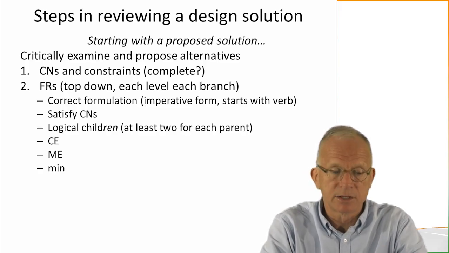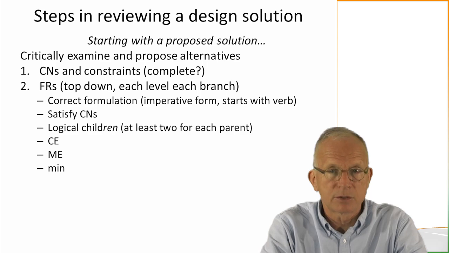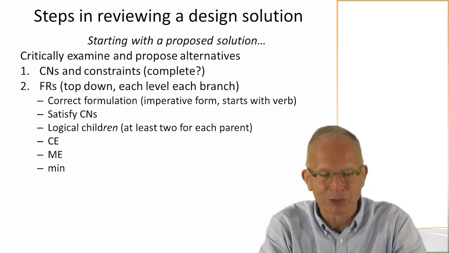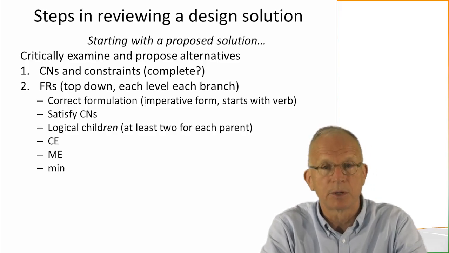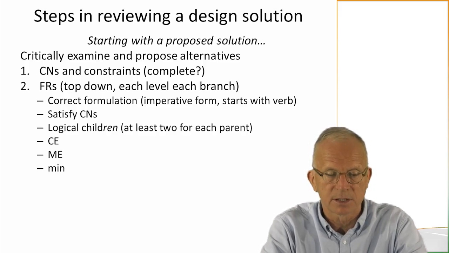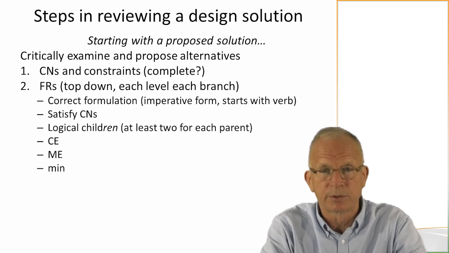Are the CNs addressed? Are the children logical? I stress children because if you have one child, you have a single child decomposition, which isn't a real decomposition, as we've discussed. So we need at least 2 children for each parent.